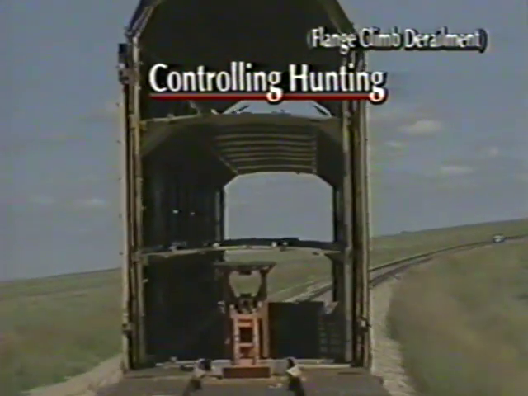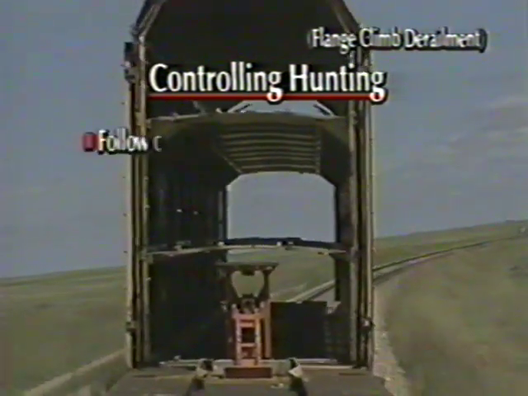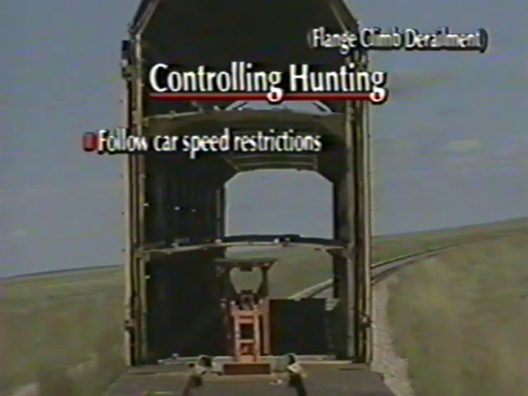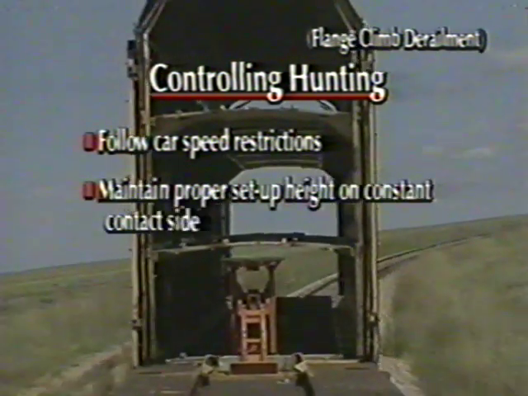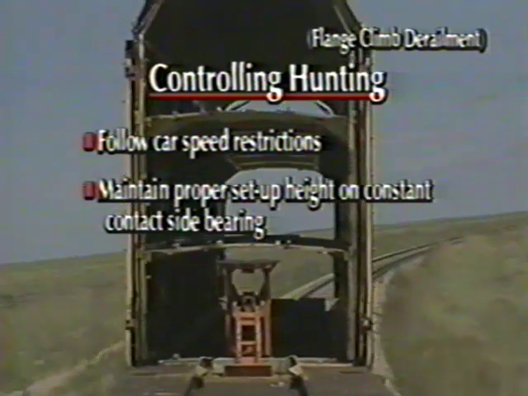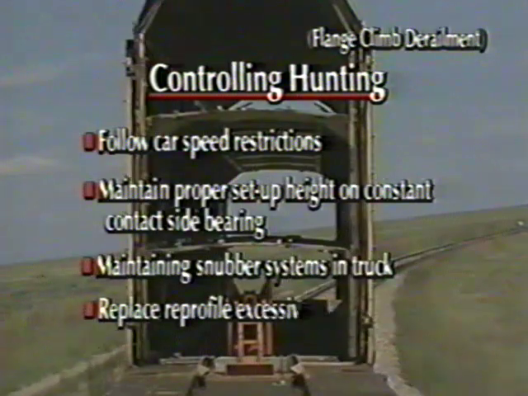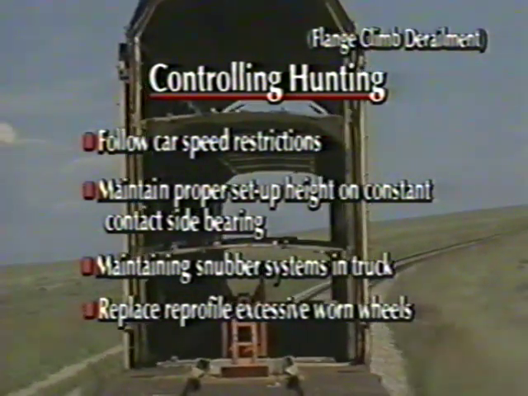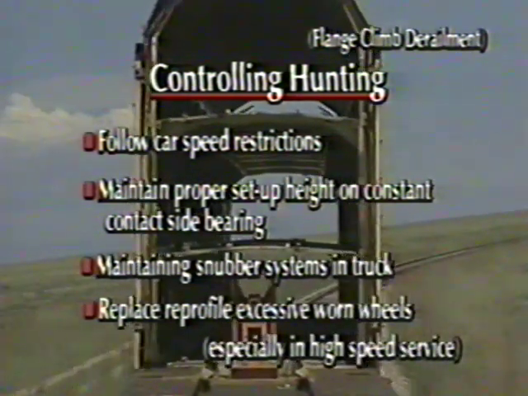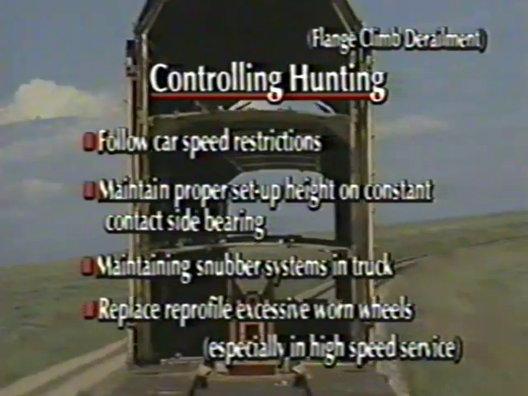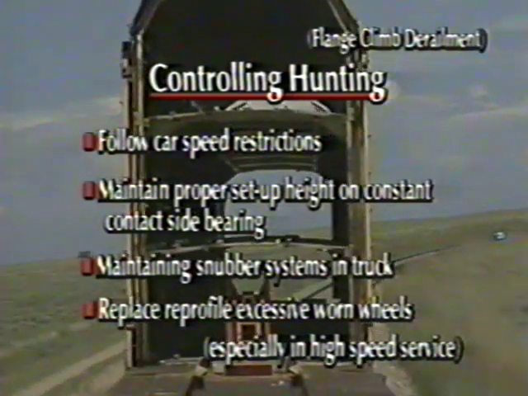Let's review the factors that control hunting, like following car speed restrictions, maintaining constant contact side bearings to the proper setup height, maintaining the snubbing wedge system in trucks, and reprofiling or replacing worn wheels, being especially mindful of rail cars that operate in higher speed service.